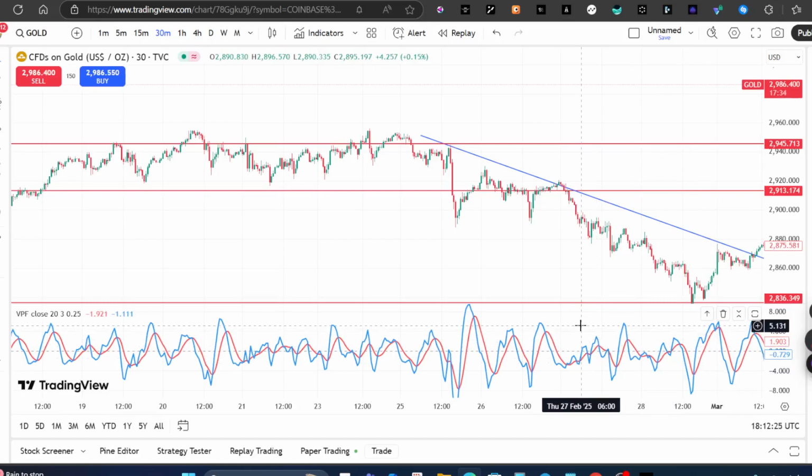Okay. So basically, that is a breakdown of how the Voss Predictive Filter works and how you can use it in your Forex trading strategy. It's an incredibly useful tool for filtering out noise and predicting future price movements, helping you stay on top of market trends. Right. So if you want to take your trading to the next level, you can consider trying out the VPF. All right, the Voss Predictive Filter.